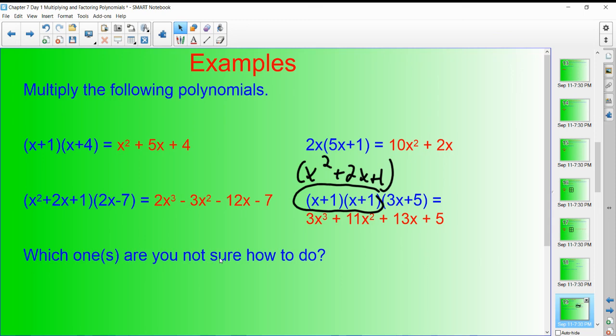So now you should ask yourselves, are you sure I can do these? Is there one I'm not sure of? Maybe it's this one. Now you know the shortcut or a better process to do it. And we'll continue to practice these.